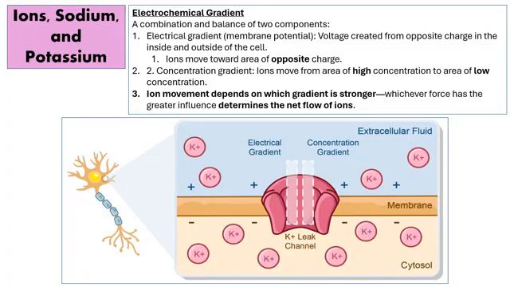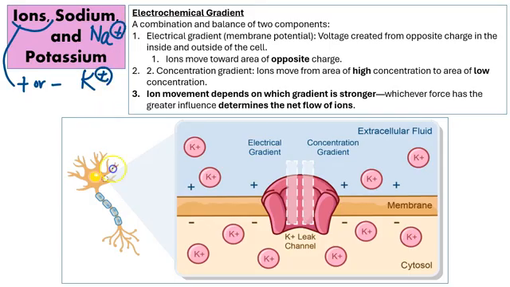Hello folks, for this video our focus is going to be all about ions. And if we remember, ions are atoms that are positively or negatively charged. Our goal is to focus on some of the most important ions for neurons in the plasma membrane of neurons, which are sodium and potassium.